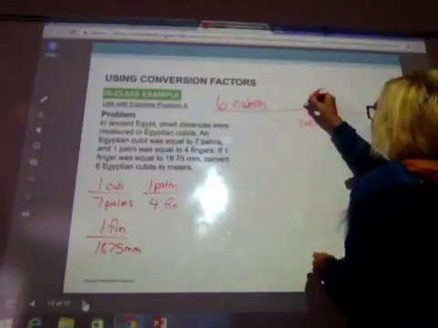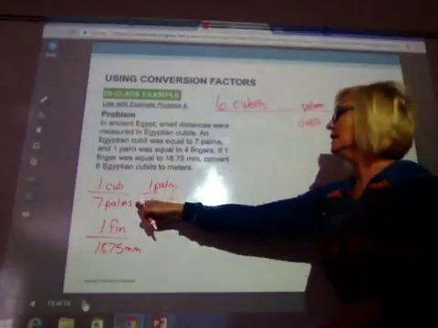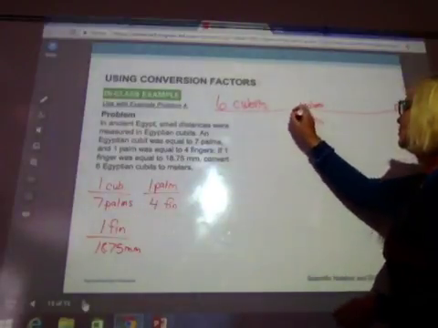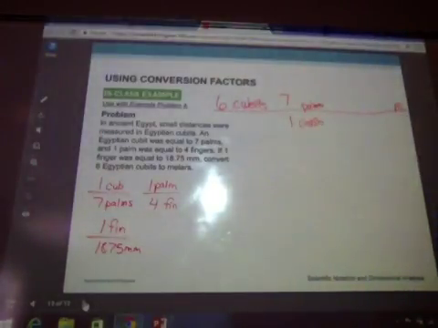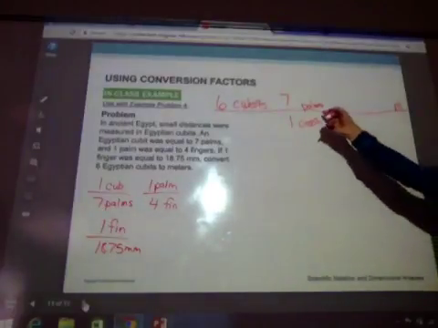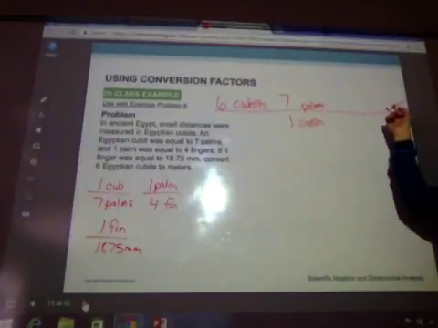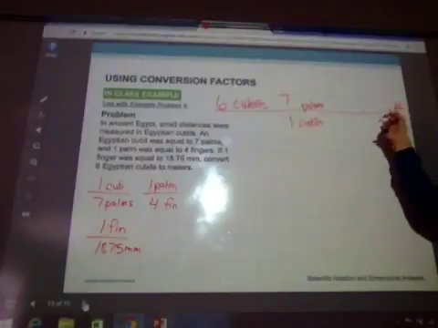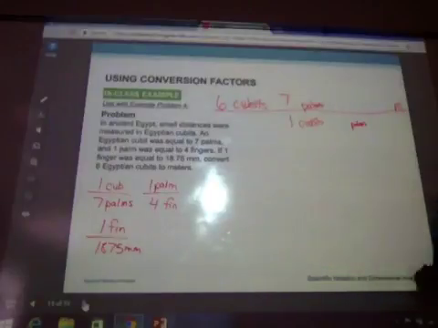I can go from cubits to palms. So now using my factor, 1 cubit is the same as 7 palms. If I did my math right now, my answer would be in what? Palms, because that's the only label I have left. Is that what I'm looking for? Nope, so I'm not done yet. I want to get rid of palms, so I'm going to put that on the bottom.